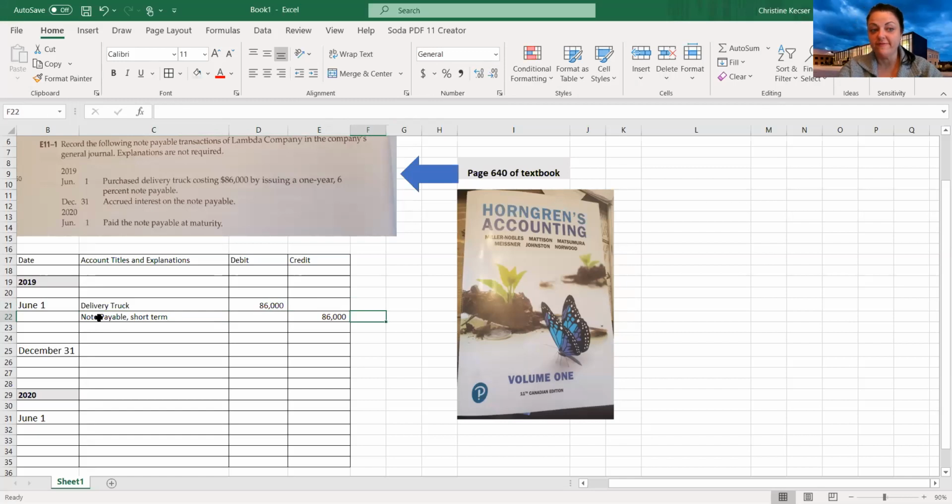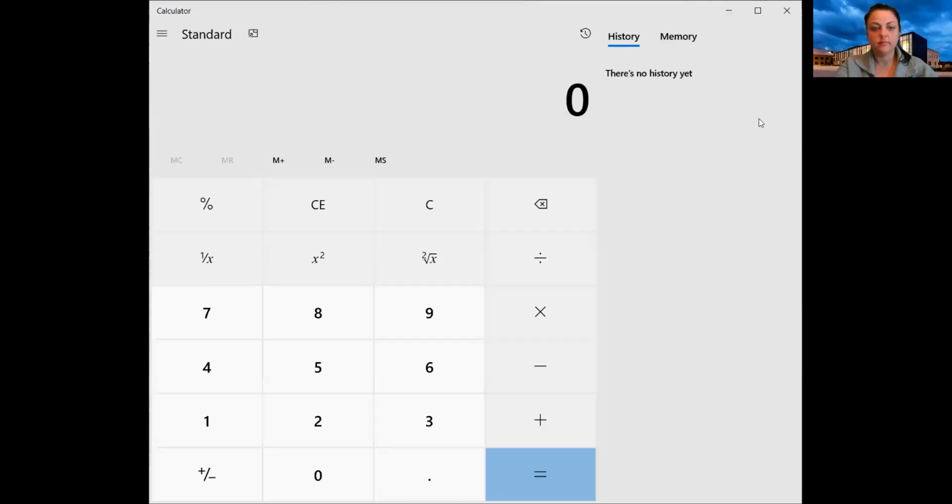Now on December 31st of the same year, we want to accrue the interest that we've accrued up until that portion. We're not ready to pay this off yet, but we do at our year end of December 31st want to accrue for the interest that we have owing on this note payable. So we first have to do the calculation. We know that the truck is $86,000. We're going to multiply it by 0.06. That is the interest rate annually.